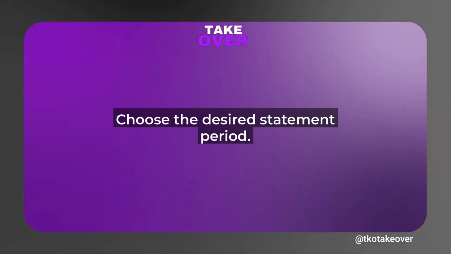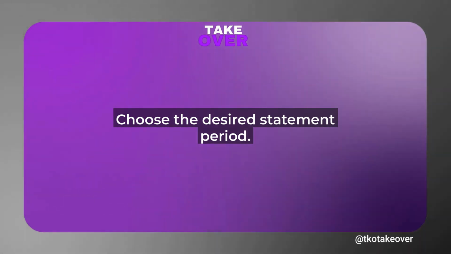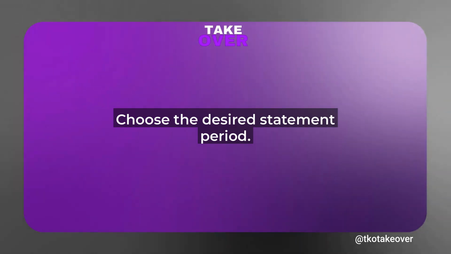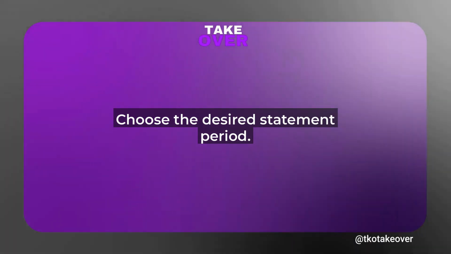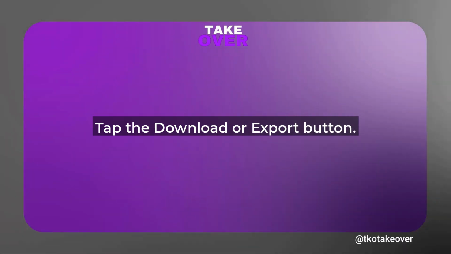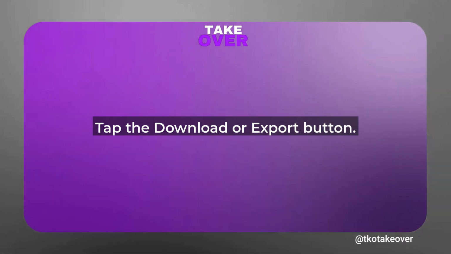Next, scroll down or navigate to the Statements section. It's usually easy to spot, often with an icon that looks like a document or a list. If you have multiple accounts, select the one you want the statement for. Here's where the magic happens.